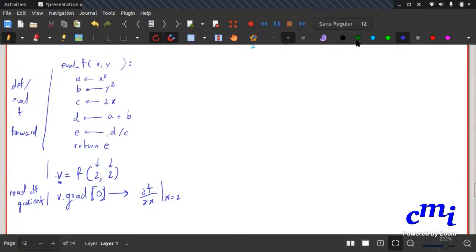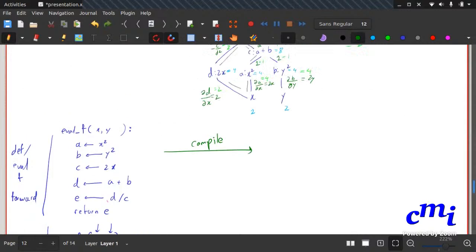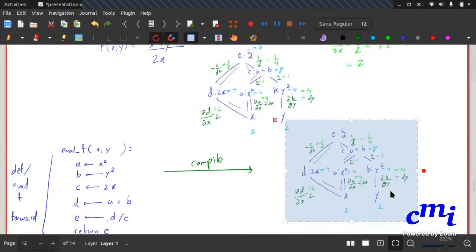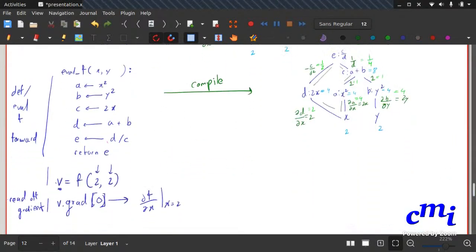In the backend, two things happen. One thing is that at compile time, this gets converted into a graph like this. And it gets this graph by looking up all of the gradient tables for atomic expressions.